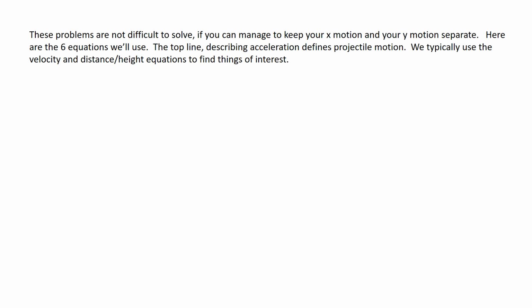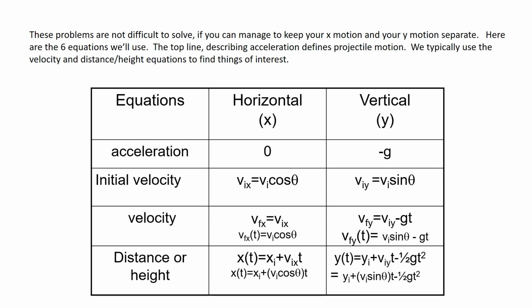These problems are not difficult to solve, especially if you manage to keep the x and y motion separate. Here are the 6 equations you'll use. The top line, describing the acceleration, defines projectile motion. We'll use the velocity and the distance or height equations to find things of interest. So here are the equations. Notice what we have here. Acceleration in the x direction, 0. Acceleration in the y direction, minus g. My initial x velocity, vi cosine theta. My initial y velocity, vi sine theta.